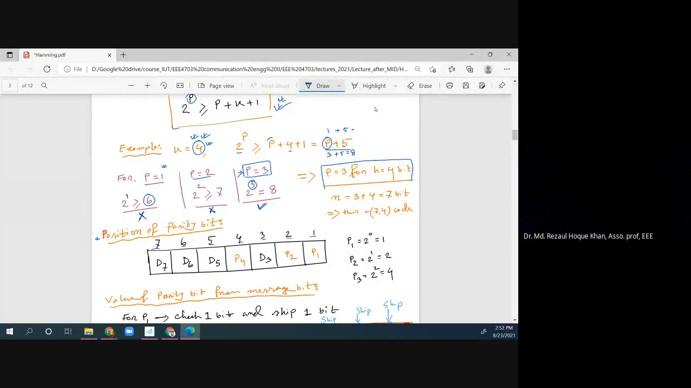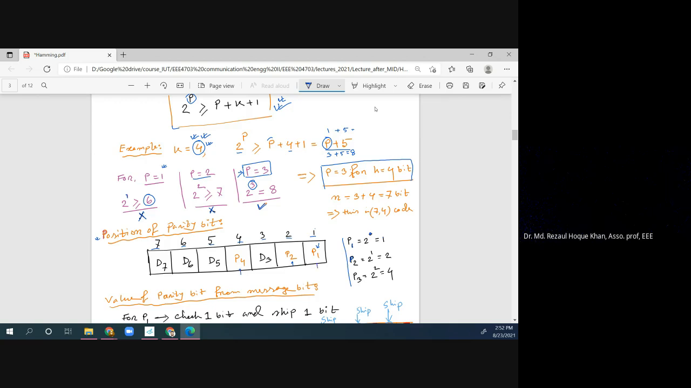I need 7 bits. In the 7 bits, where will the positions be? This describes the position. Position 1, P1, meaning parity bit 1, will be 2 to the power 0, which is 1. So at position 1 will be P1. P2, parity bit 2, will be 2 to the power 1, at position 2. So this is the second position. P3 will be 2 to the power 2, which is 4. So at the fourth position will be P3.